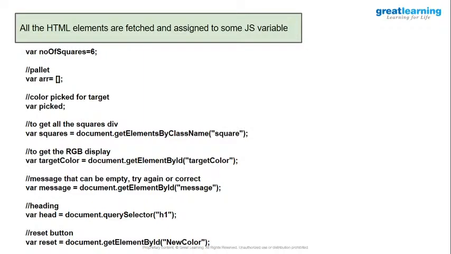Now the head tag is where we will have the color that you want to pick. Then the reset button. Once we have played this game, we will see what happens if we don't use this reset button. So all the fetching has been done. Whatever we used in our HTML page, we have just fetched. That's it, that's what we did here.